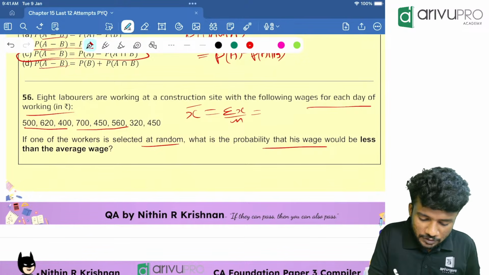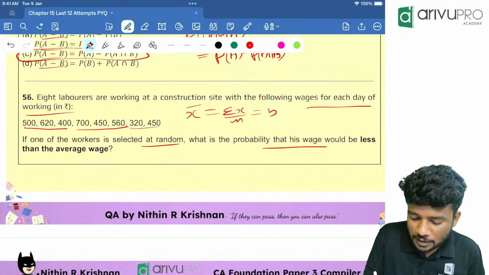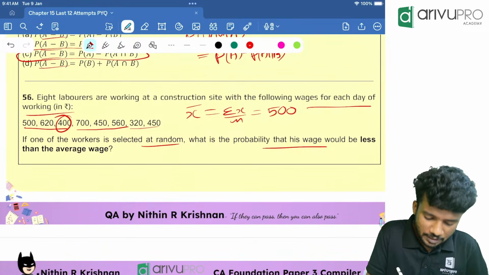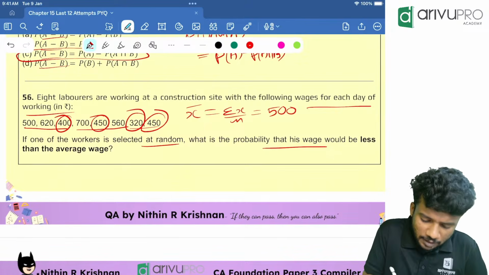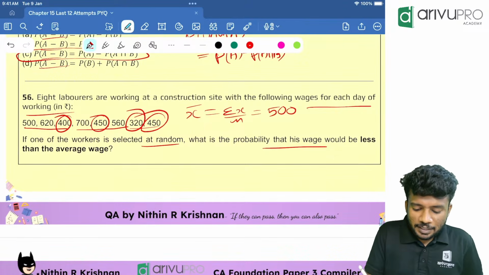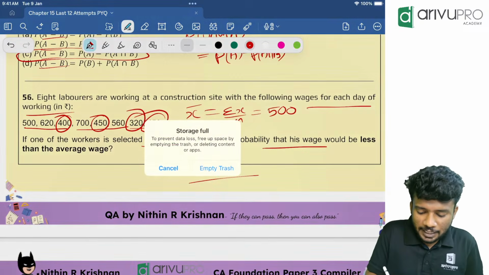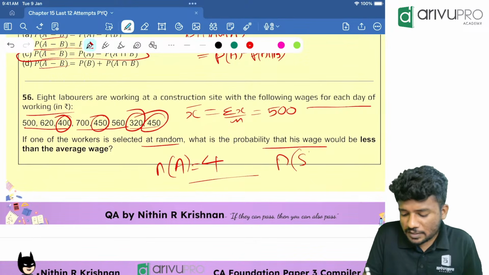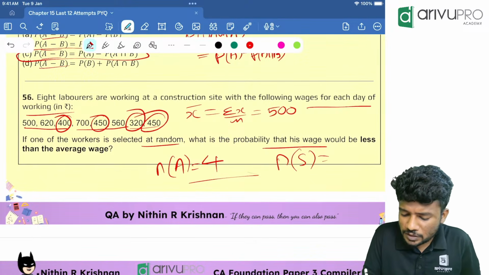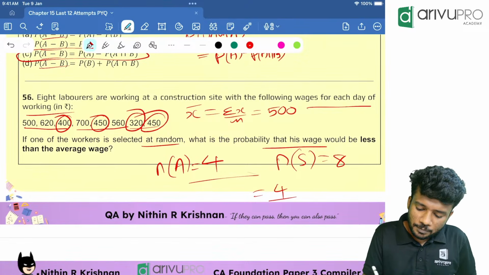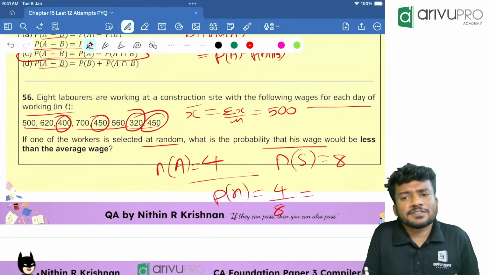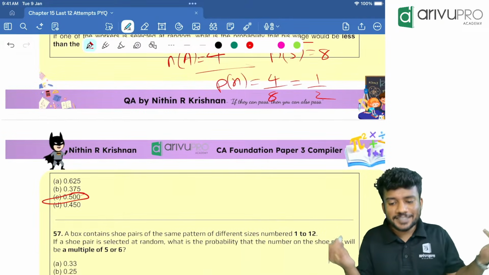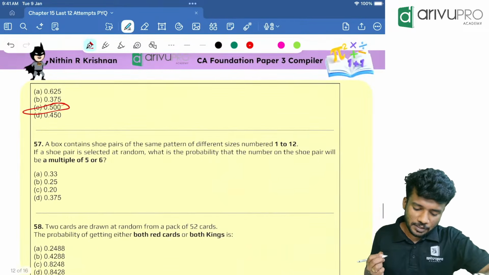That divided by 8 is nothing but 500. You tell me how many are below 500. 400 is there, 450 is there, 320 is there, 450 is there. That means 4 people are below. That means n of A is 4. N of S is the total, which is 8. That means the answer is P of A, which is 4 by 8, equal to 1 by 2, or you can write it as 0.5. Option C. Got it? Yes. Next question.